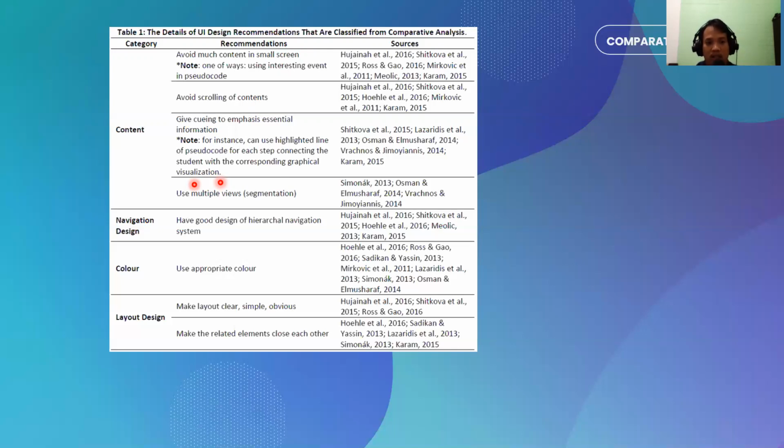The fourth is using multiple view segmentation. If you have a lot of algorithms there, just put them in a menu or tab or something like that. Now the second category, navigation design. It has to have a good design of hierarchical navigation system.